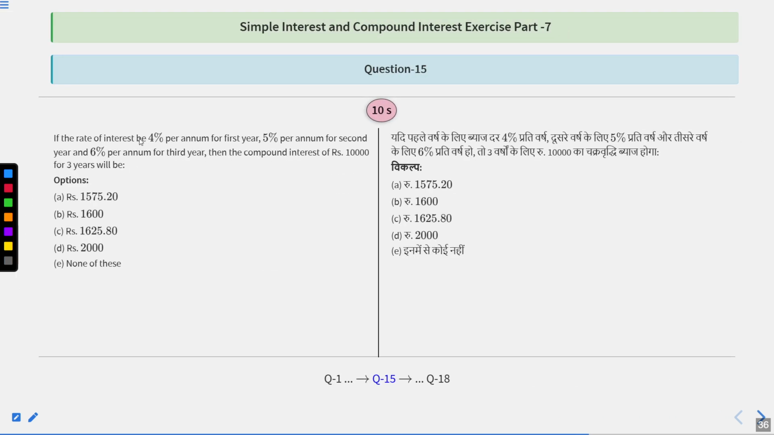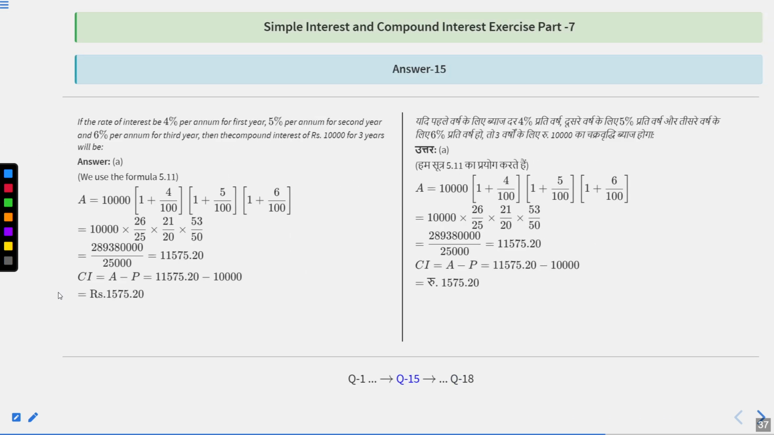If the rate of interest be 4% per annum for first year, 5% per annum for second year, and 6% per annum for third year, then the compound interest of rupees 10,000 for 3 years will be? You have 5 options and 10 seconds to analyze the question. Your time starts now. Now time's up. Let's see the solution.